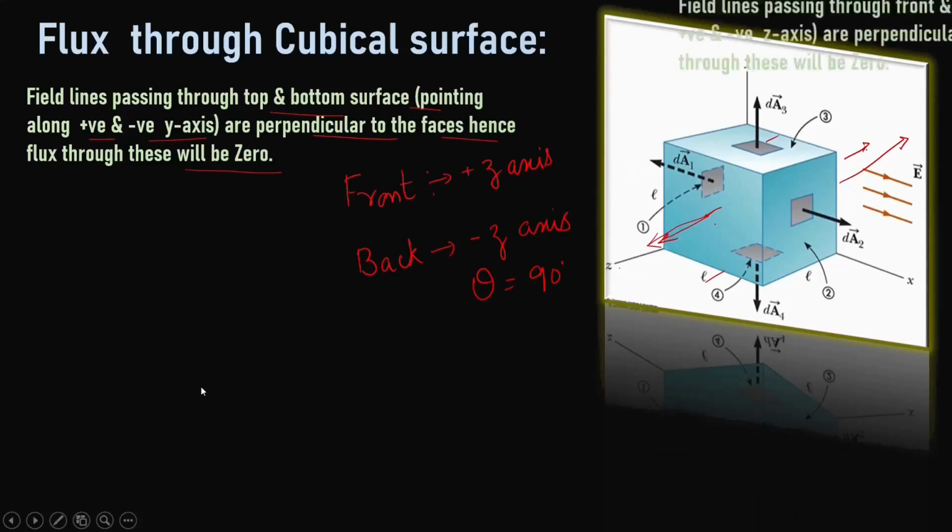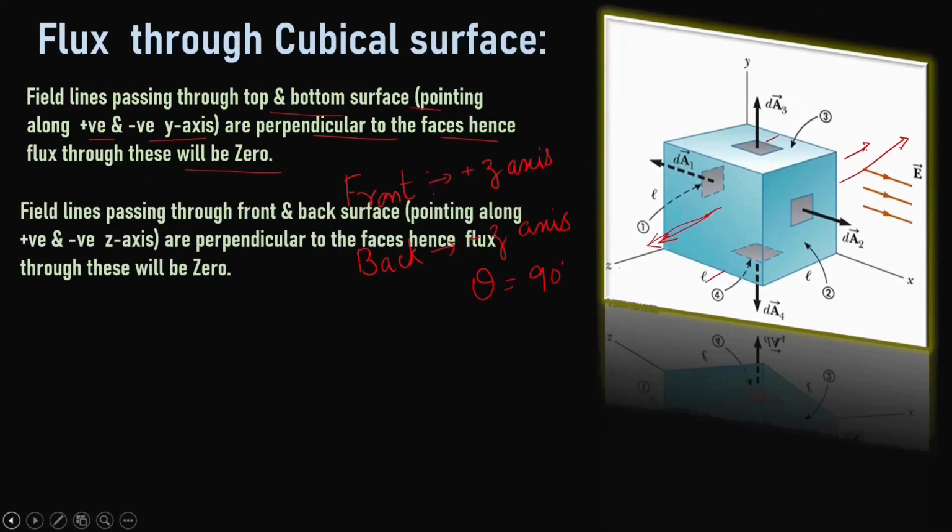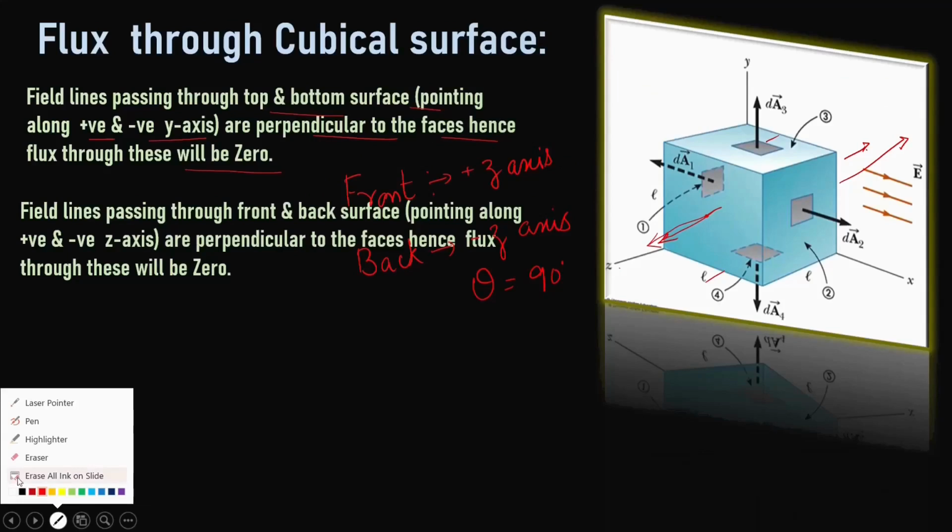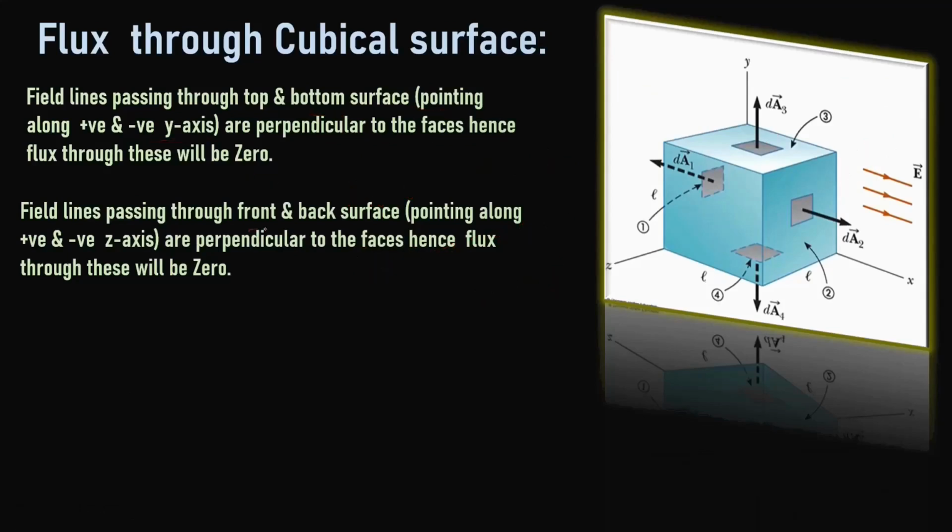So what is our conclusion for the other two surfaces? Here we find that the field lines passing through the front and back surface, which are pointing along the positive and negative z-axis, are perpendicular to the faces, and hence the flux contribution will be 0. Now we have dealt with four faces. The last two faces are the right face and the left face.